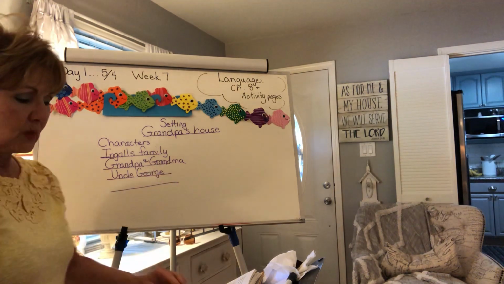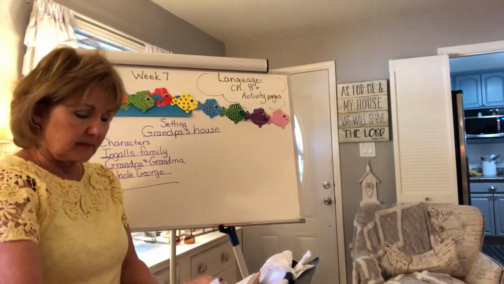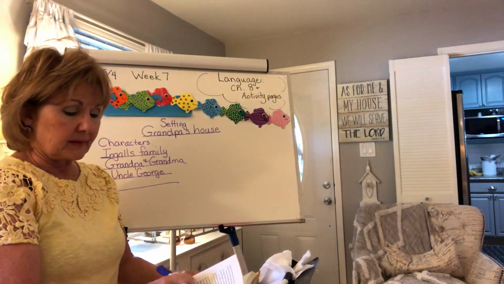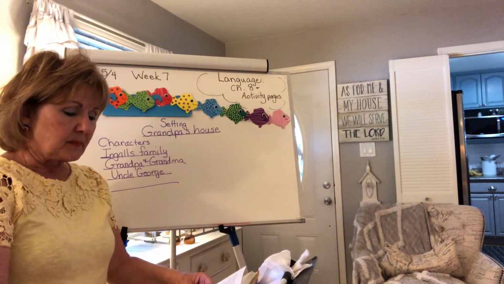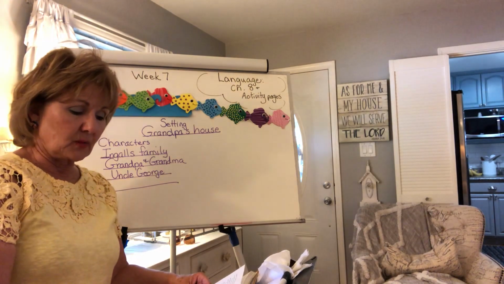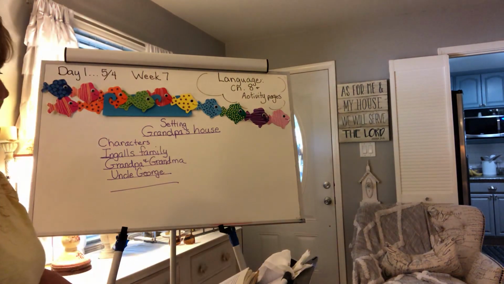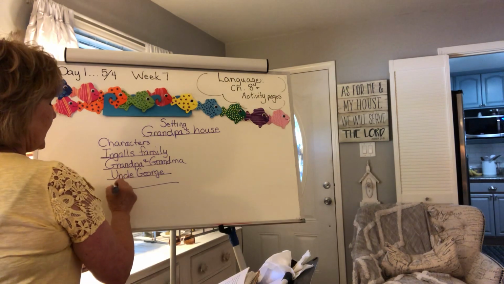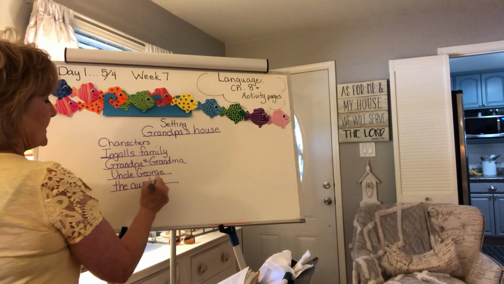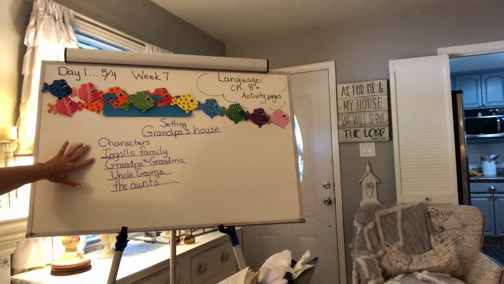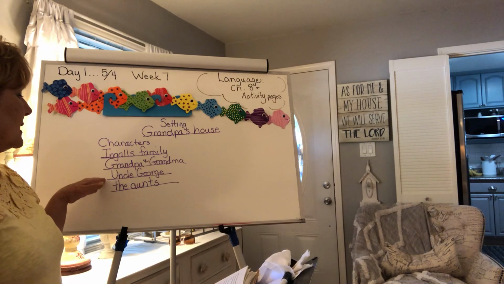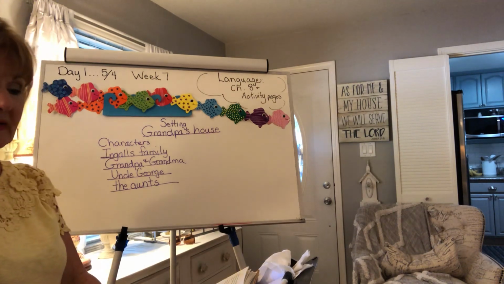Uncle George had been in the war and maybe he fell and hit his head. I don't know, but he wasn't quite the same. And then there was the aunts, Aunt Dosha and Aunt Ruby. So we can say Uncle George and the aunts. So I believe that was it. It was the Ingalls family, Pa, Ma, Laura, Mary, Carrie, Grandpa and Grandma, Uncle George, and the aunts.